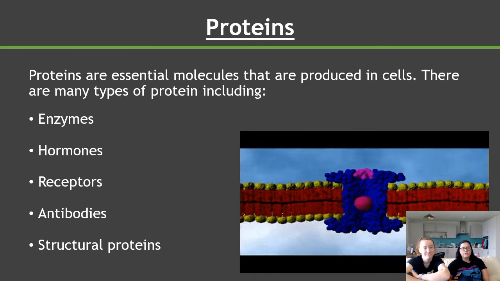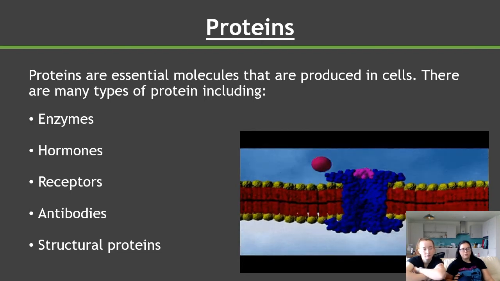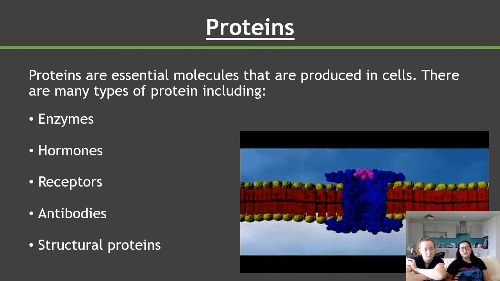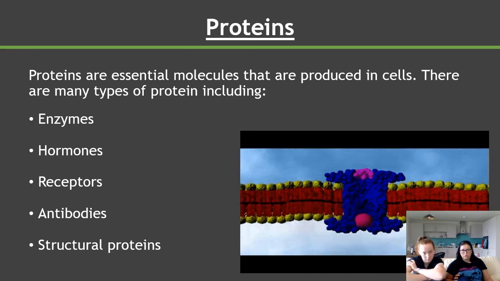Okay, so we'll start off with why proteins are important. They are essential molecules. Now, you might have heard things like fingernails and hair are made of protein. Don't refer to those at National 5 level, okay? We're talking about cellular proteins. There are loads of types of protein, including enzymes, hormones, receptors, antibodies, and structural proteins.